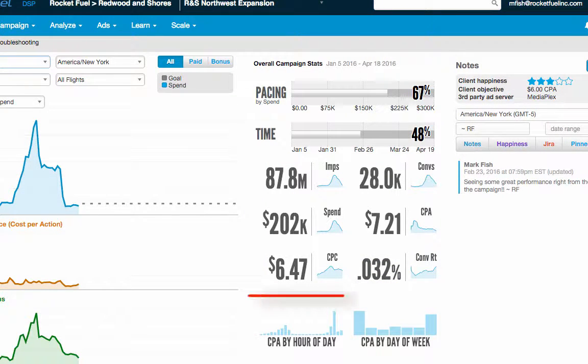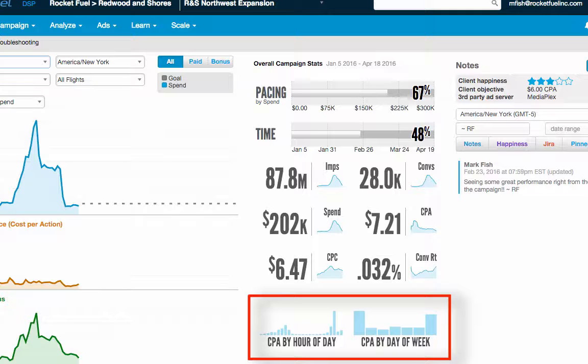Our last two metrics are seen here at the bottom: CPA by hour of day and CPA by day of week. CPA by hour of day allows us to see the average cost per action for any given hour during the campaign to date and for any given hour so far today.